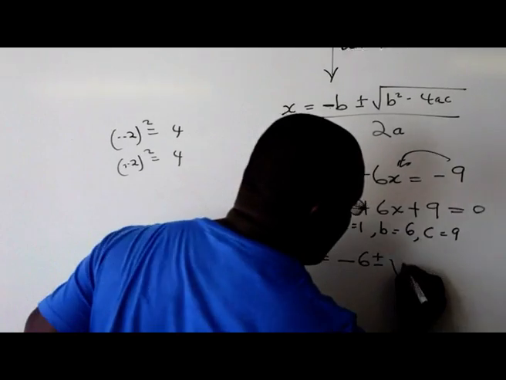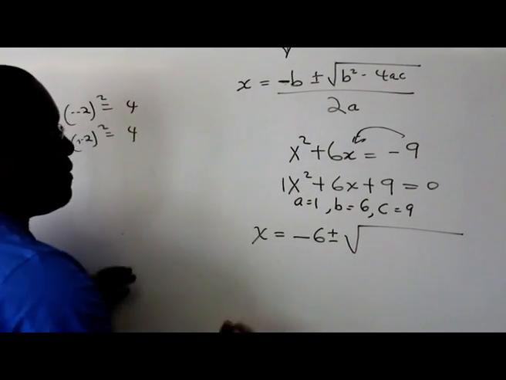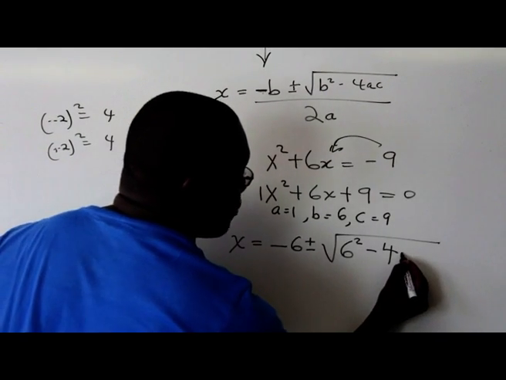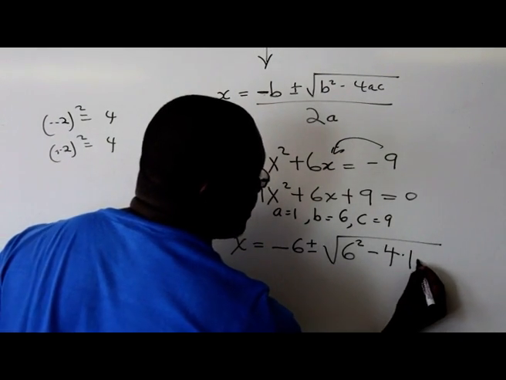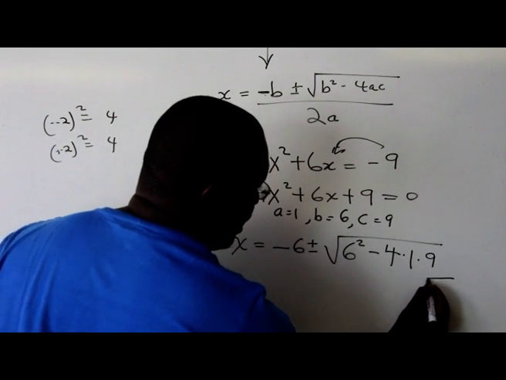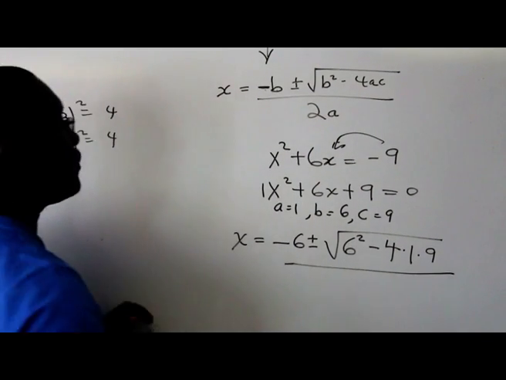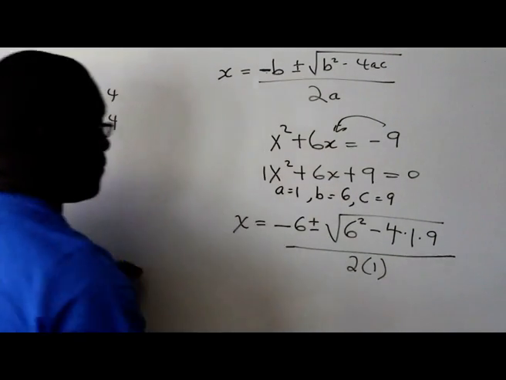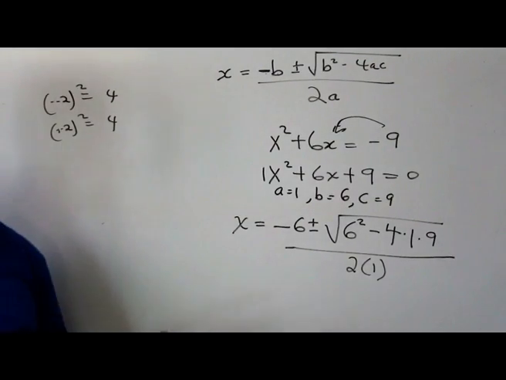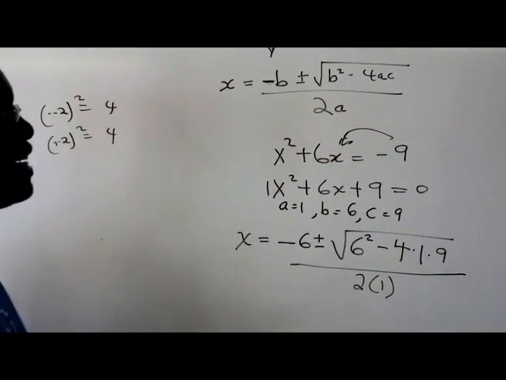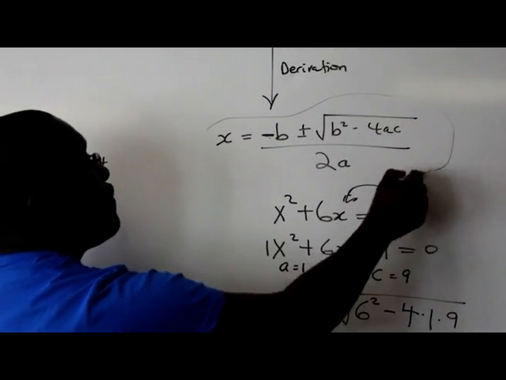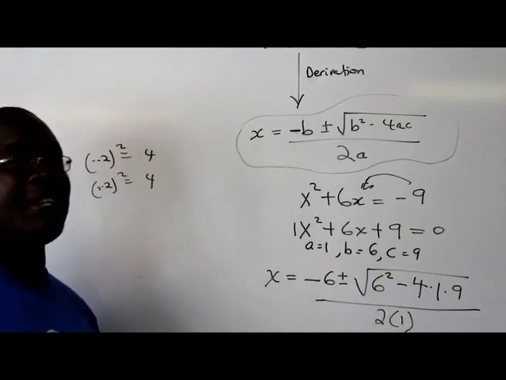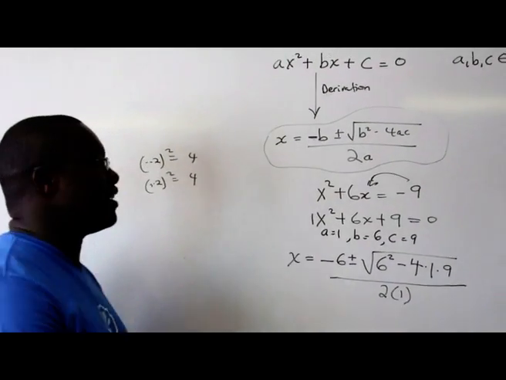So square root of b squared, remember our b is 6, so it will be 6 squared minus 4 multiplied by a, 1, and c is 9. Everything over 2 times a. What is our a? It's 1. So it's 2 times 1. What we've done here is we've simply substituted a, b, and c into the quadratic formula. You have to remember that one. Even in your sleep, you should be able to say that formula.